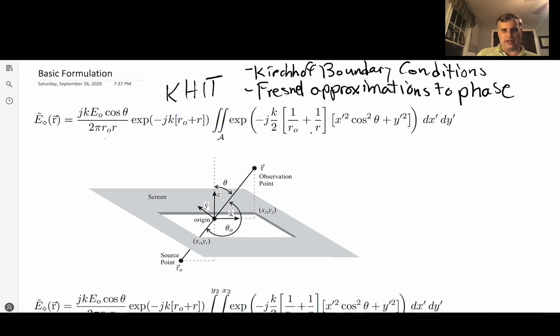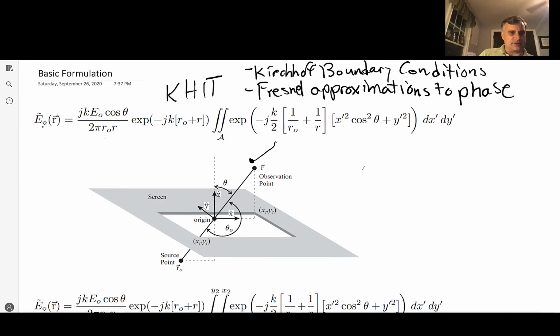Usually when this is simplified in the Fraunhofer approximation or the far field approximation, the math gets a lot simpler and you get basically antenna patterns of screens. But this Fresnel approximation allows you to get much closer to the aperture and get a really good estimate of the field strength.